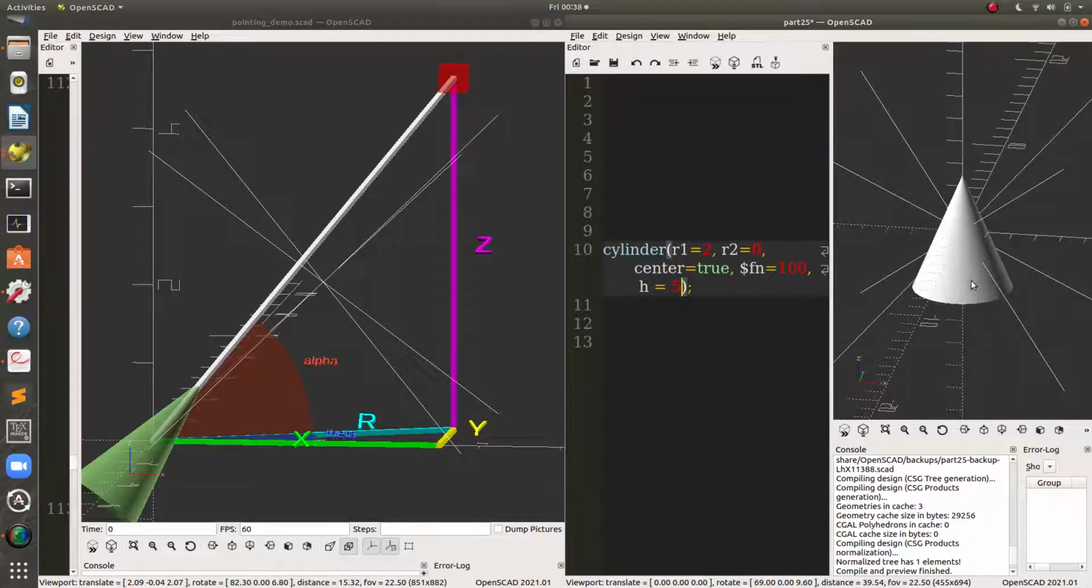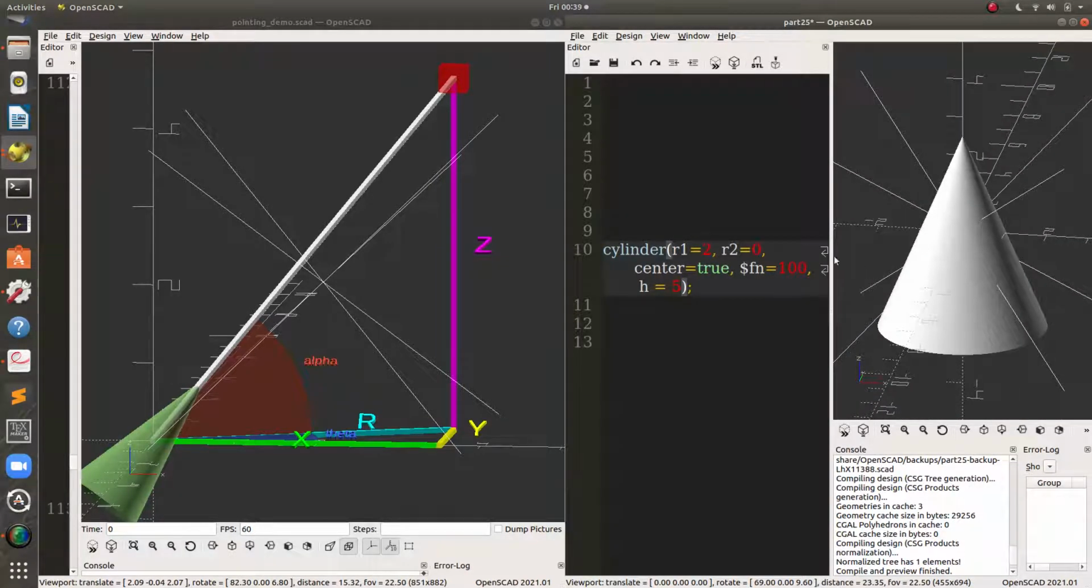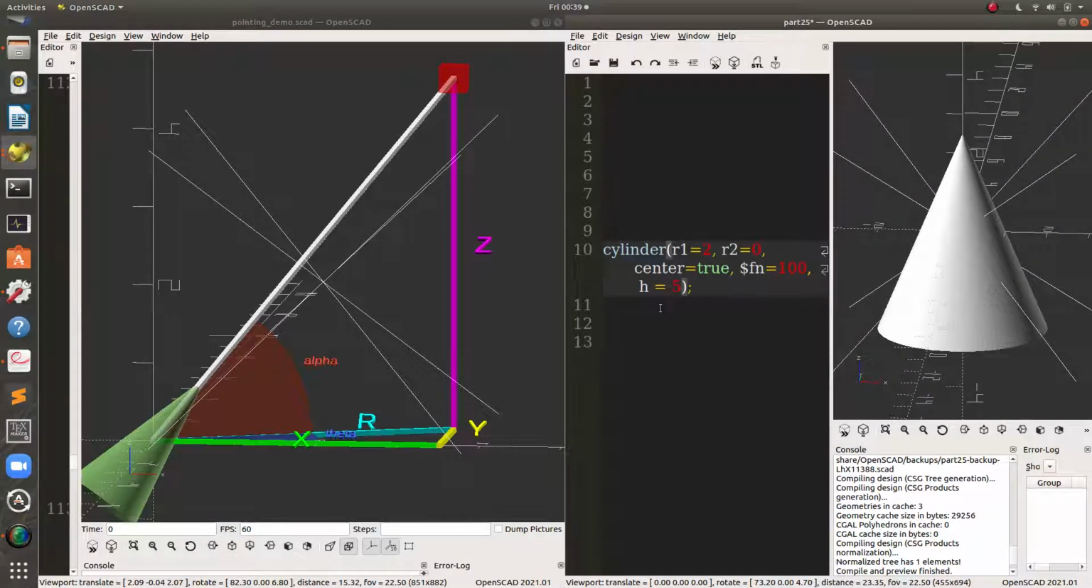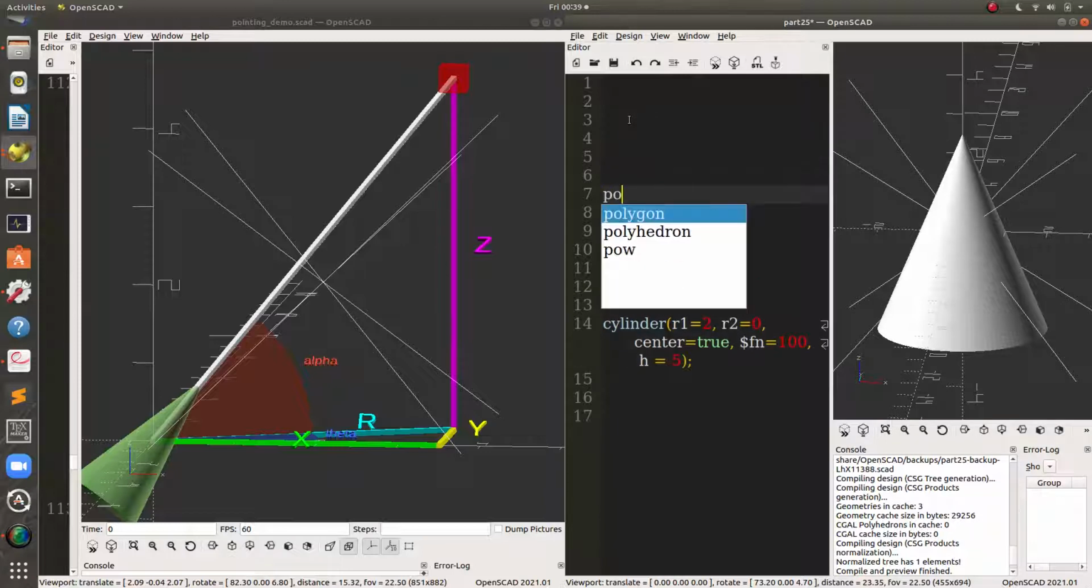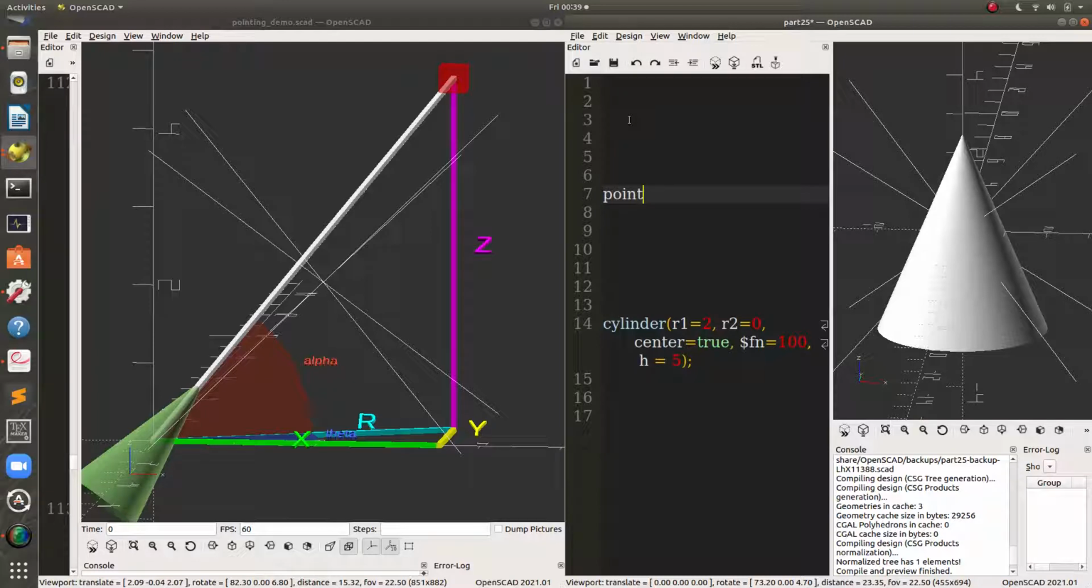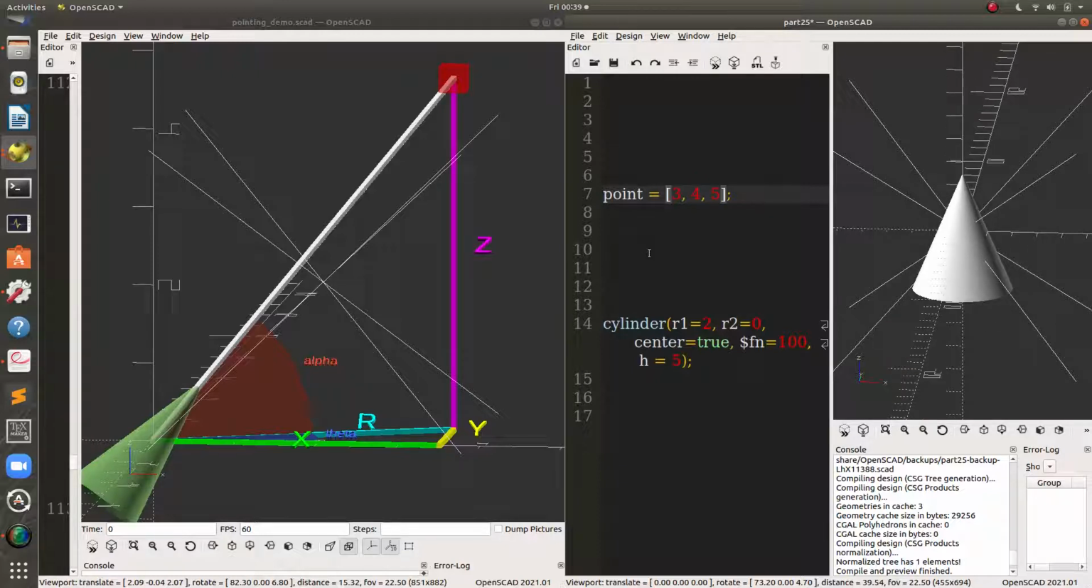Okay. So there is our cone, and we wanted to get it to point at some arbitrary point in space. So let's make that point in space. We'll call this point, point, and let's say it's at 3, 4, 5. Actually, I need to do something to show it.